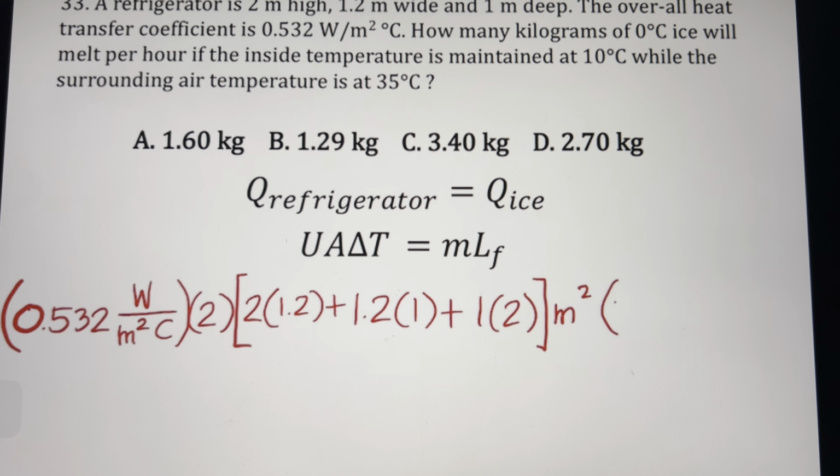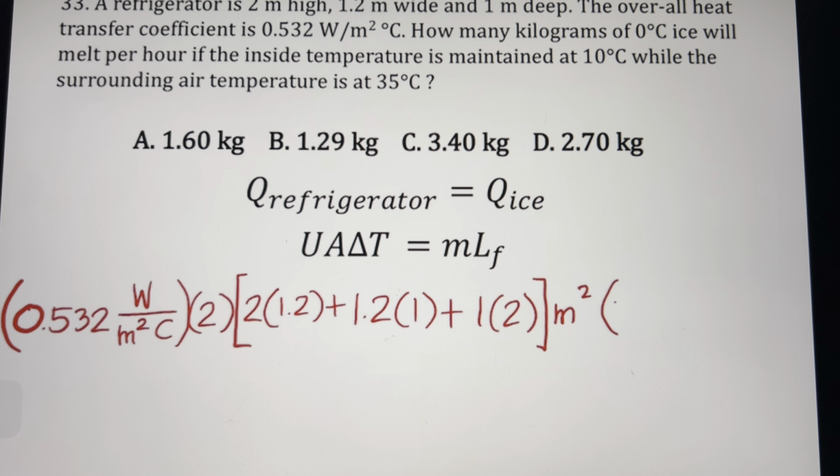And the change of temperature, that is 35 minus 10. Cancelled. Square meter is also cancelled. It's equal to the mass of the ice, which is unknown. That's the latent heat of fusion, that's 335 kilojoules per kilogram.